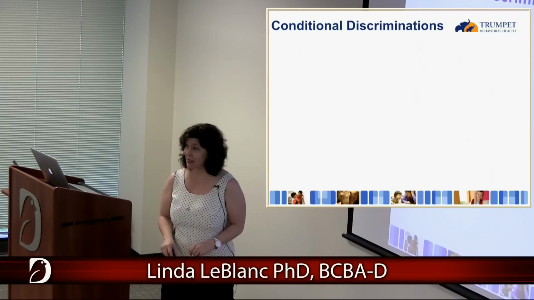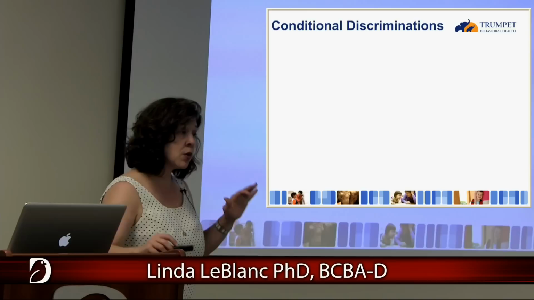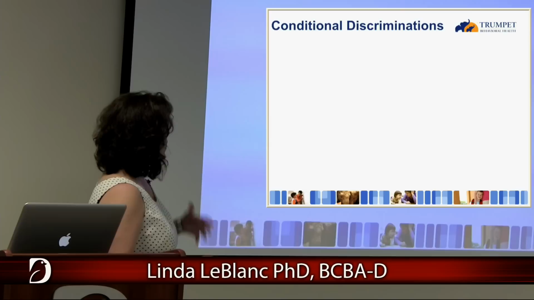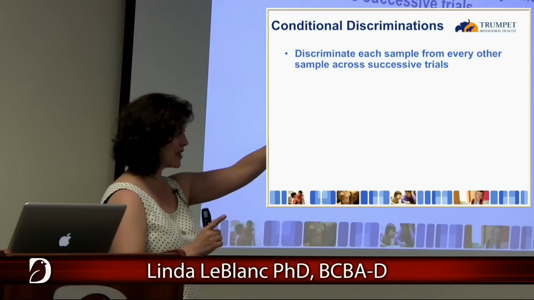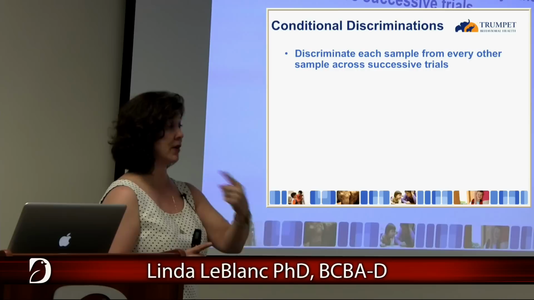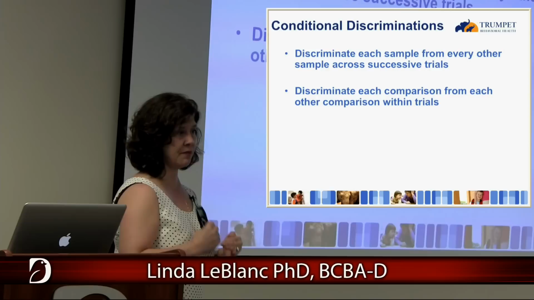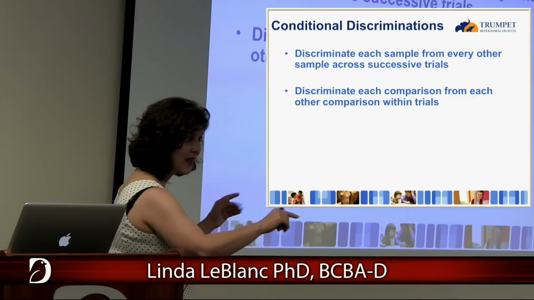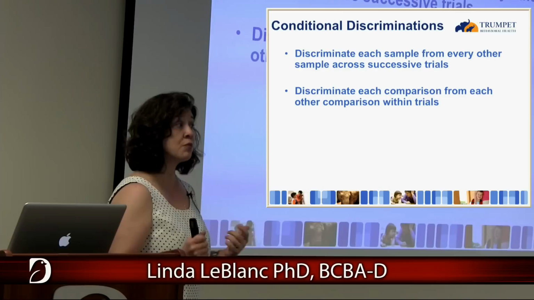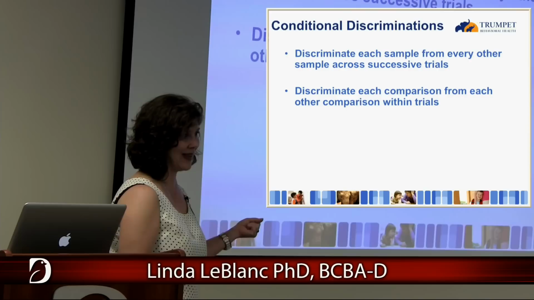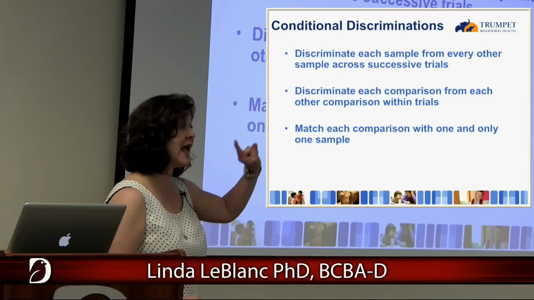As I said, they're more complicated. So when you are doing conditional discrimination training, the learner essentially has to discriminate each sample, that's the one at the top or the thing that you are saying, from every other sample across trials. This one at the top versus next trial, a different one is at the top or is said. They also have to discriminate each comparison from each other comparison within the trials. That's all the ones at the bottom. And so if they're not attending to all of them, if they're not scanning that array, could they possibly discriminate those stimuli as this one for this word and this one for this word and this one for this word? Probably not. So you begin to see how the attending repertoire could really increase the likelihood that something goes wrong in a conditional discrimination. They need to match each comparison with one and only one sample.